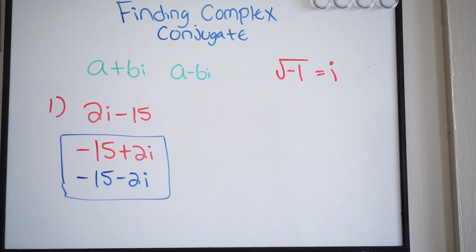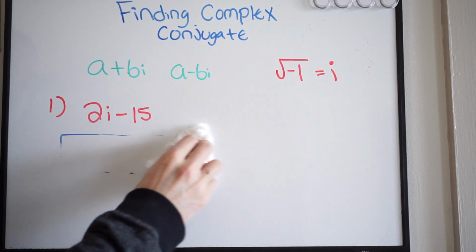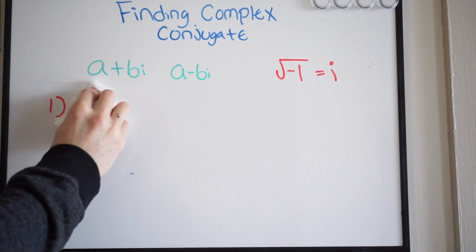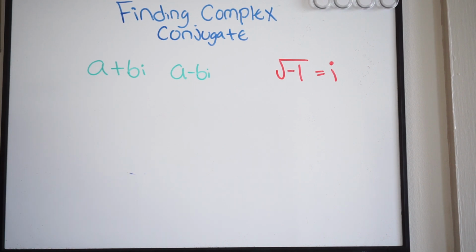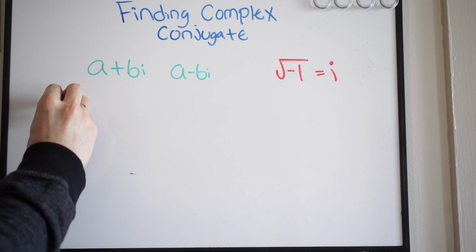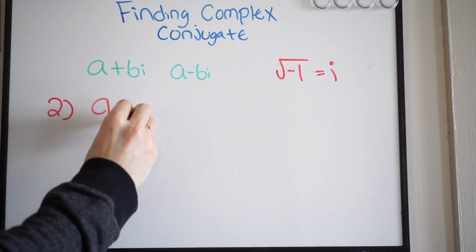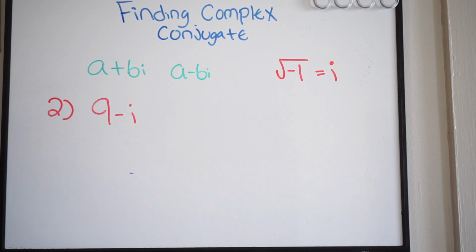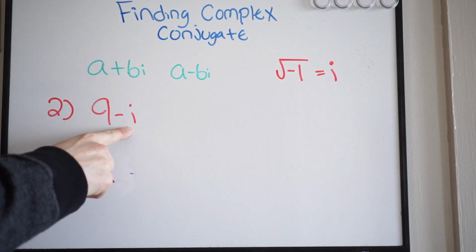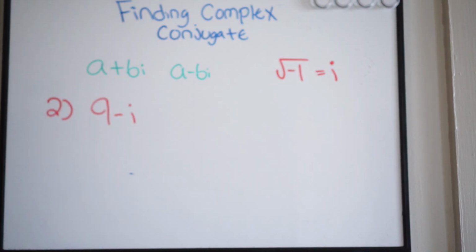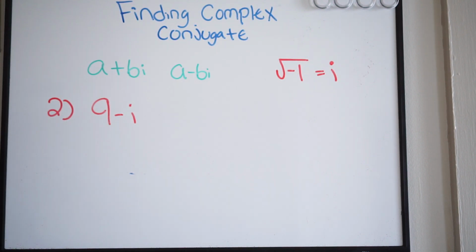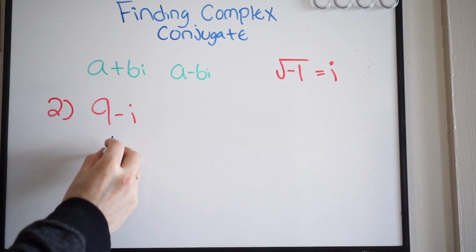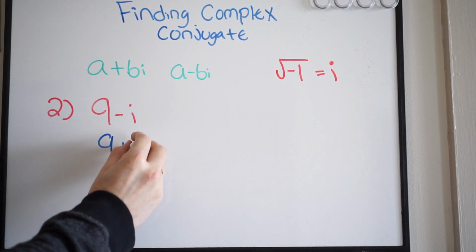Let's try this one right here. Example 2: 9 minus i. So we are in the correct form. Notice up here, again, we know that i comes from a square root. So if we have a negative i, we must also have a positive. So the complex conjugate here is going to be 9 plus i.